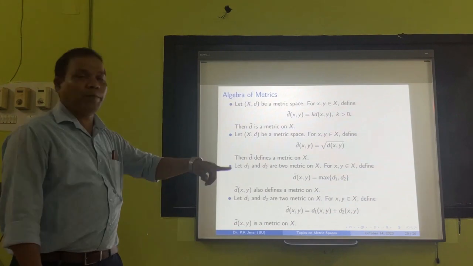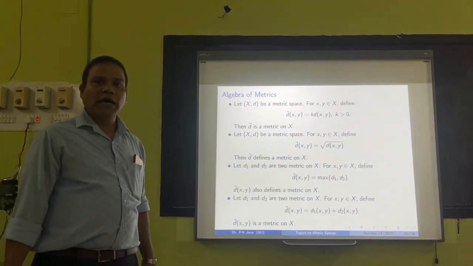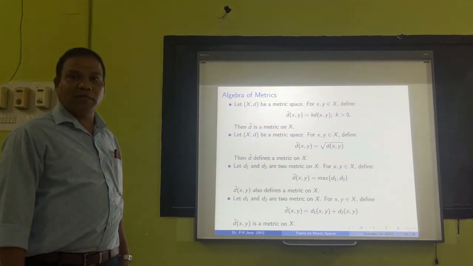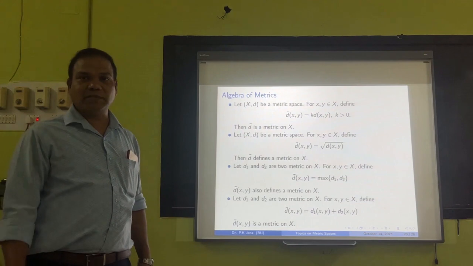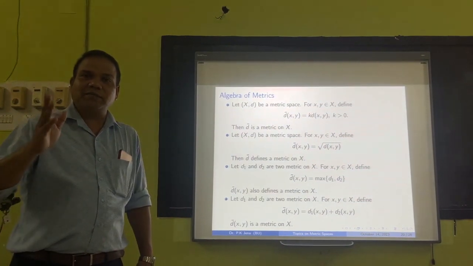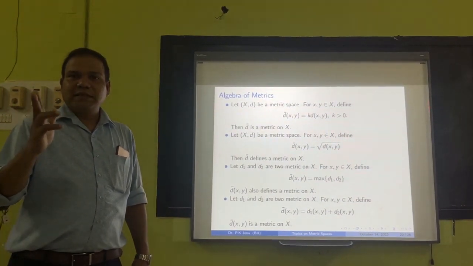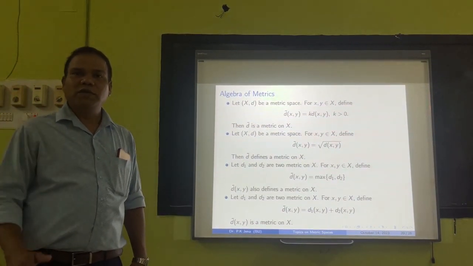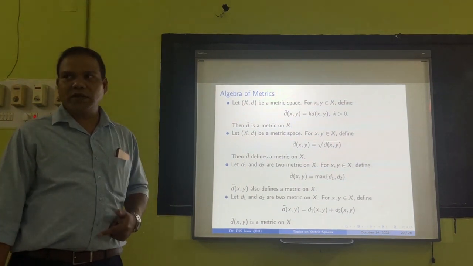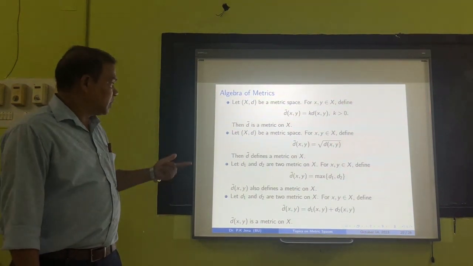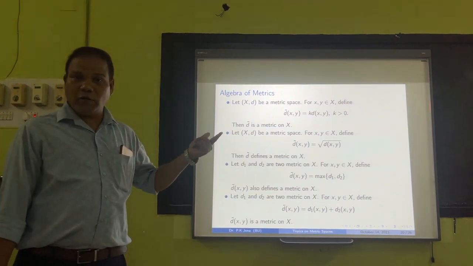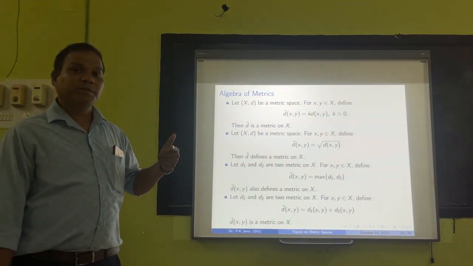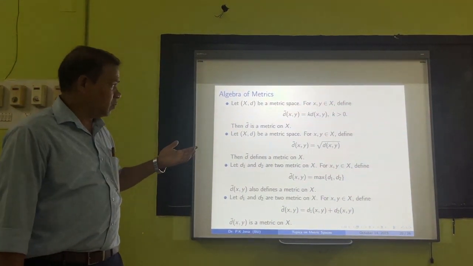Coming to the maximum of d1, d2. If d1 and d2 are 2 metrics on any non-empty set X, then the maximum of d1, d2, since the maximum is a function, you can define as (d1 plus d2 plus modulus of d1 minus d2) divided by 2. According to this definition, you can prove whether it will be a metric or not. You have to satisfy all the 4 properties. Similarly, the minimum of 1 and d, whether it will form a metric or not, we were discussing earlier.